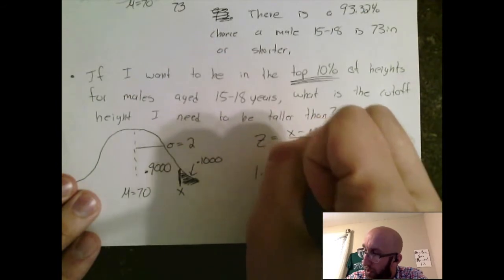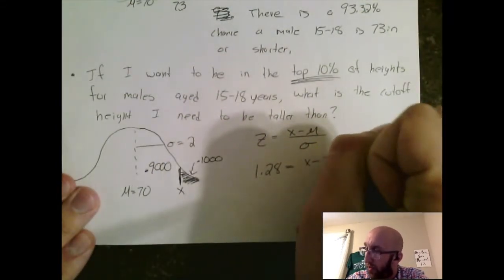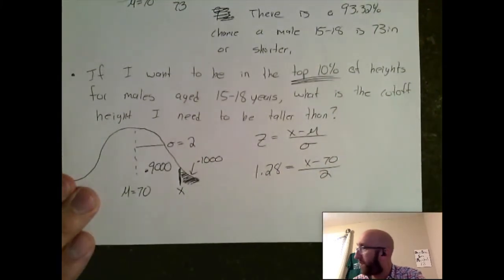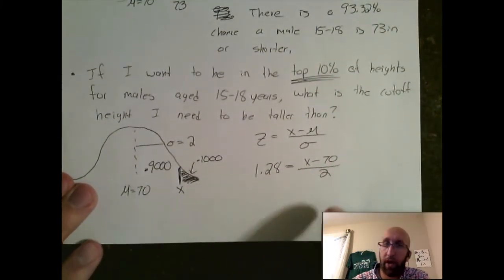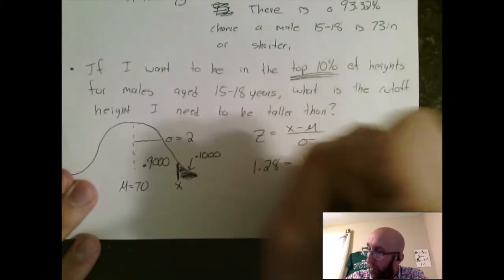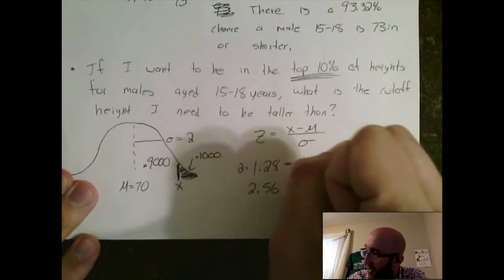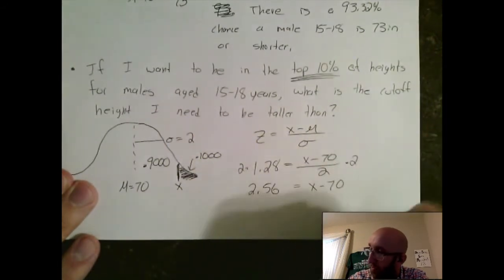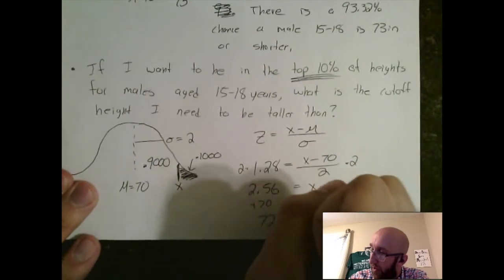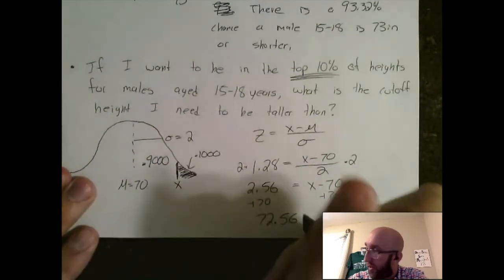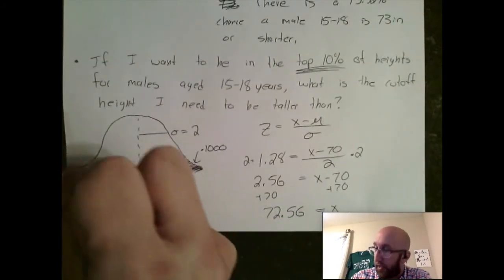So if I'm going through my z-score business, which remember this is the formula for a z-score, I know this is a 1.28, and I know a few other pieces of information. I know my mean is 70, and I know my standard deviation is 2. So we could use a little bit of algebra to solve this. Multiply by 2, multiply by 2. This is going to give me 2.56 equals x minus 70. Add the 70, add the 70, and that's 72.56 equals x.